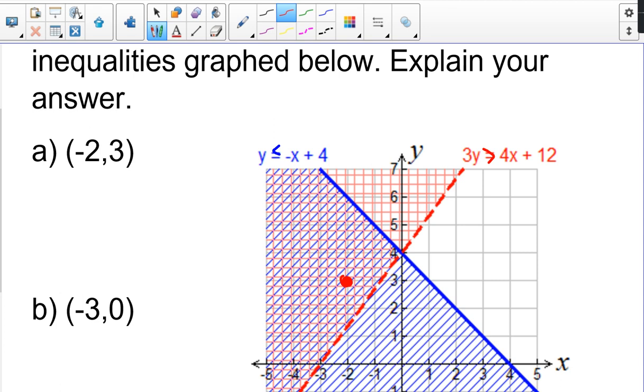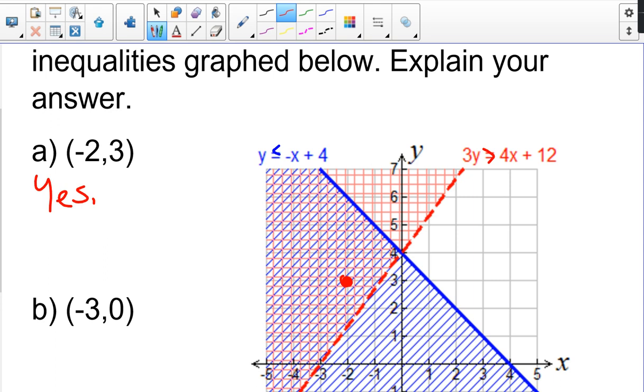Well, in order for it to be a solution to the system, it has to be in the part of the graph that's shaded for both lines, for both inequalities. And look, it's right in between where it's shaded in red and it's also shaded in blue, right? It's shaded for that solid line. It's also shaded for the dashed line. So the answer is yes, this is a solution. It's part of the region that represents the solutions to both inequalities.